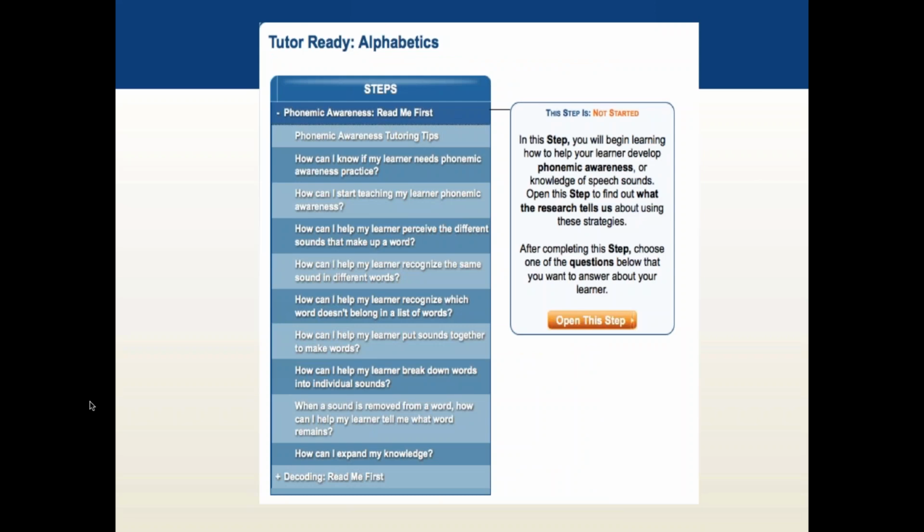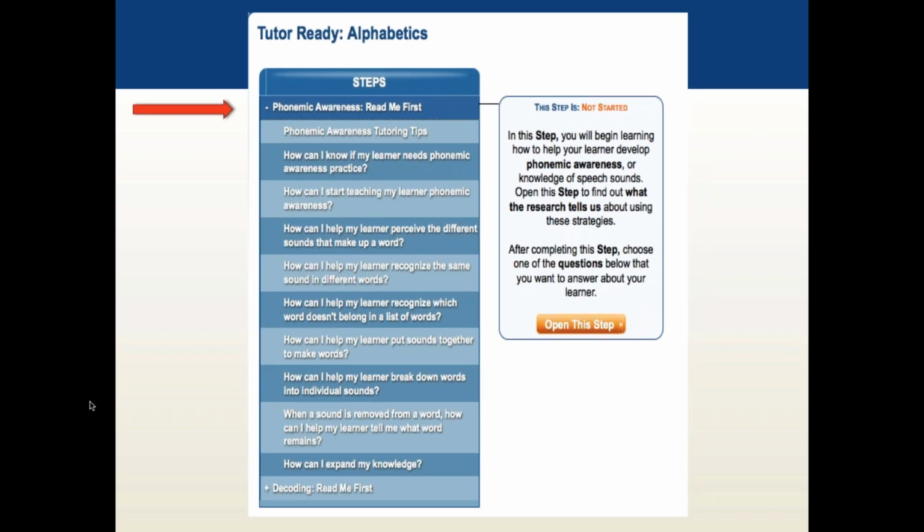one by one in a second, but this is what the alphabetic steps look like. So there is an introduction to each of the components of reading first that you do need to look at, and then there are some tutoring tips that are always helpful, but lots of different questions. So that's the read me first, which you must do.